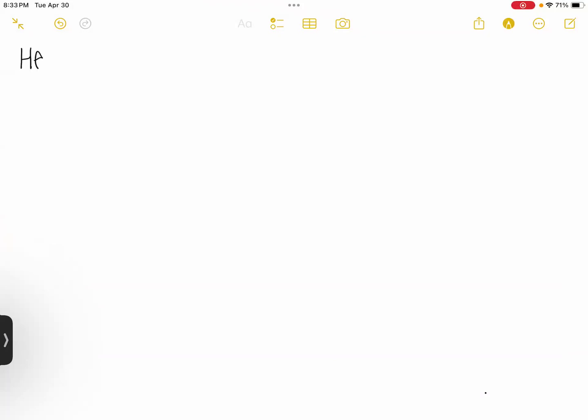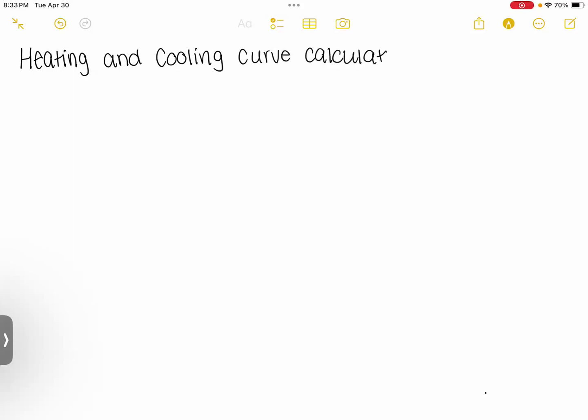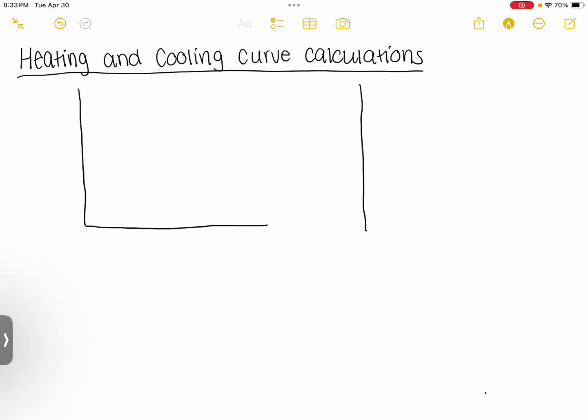We're going to go over heating and cooling curve calculations. So the first thing that I'm going to do is just draw a quick heating and cooling curve. We'll have either time or energy on the x-axis, and on the y, temperature in degrees Celsius.